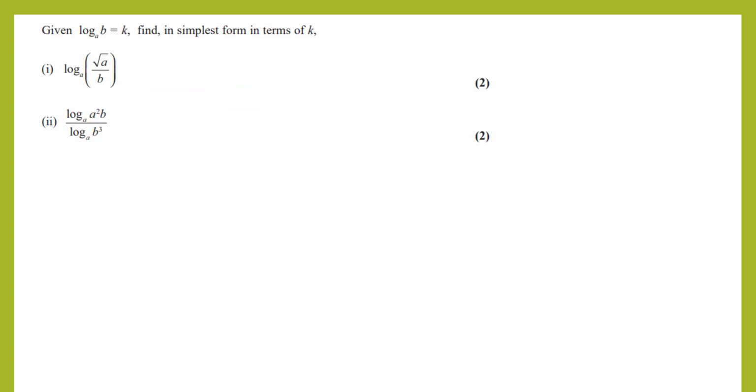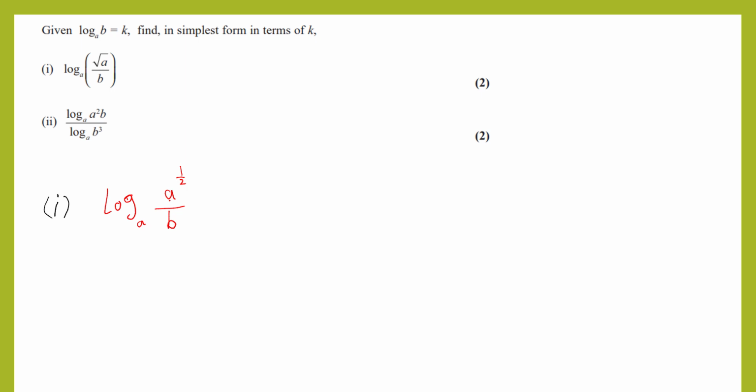We have a question here, which says given that log b to the base a equals k, find in simplest form in terms of k the following. So we need to find this equal to something in k. So let's see part I. It is log of root a over b to the base a. So first of all, it will be log a to the power of half, as we know the square root is power half, all over b, here base a.